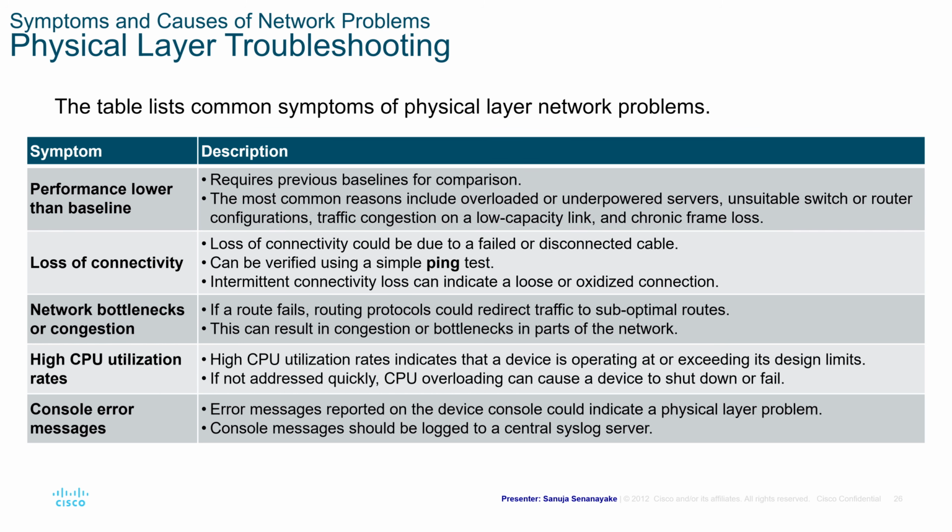Console error messages. The error messages reported on the device console could indicate a physical layer problem. The console messages could be logged into a central syslog server so that you can analyze them. One note that is not listed here: performance lower than baseline could also be caused by a mismatch of your network configurations. One side is set to duplex, the other side is not. That could also cause the lowering of the performance as well.